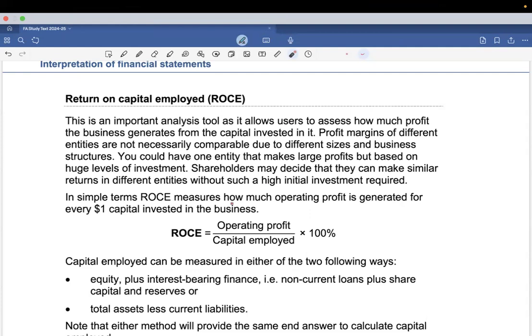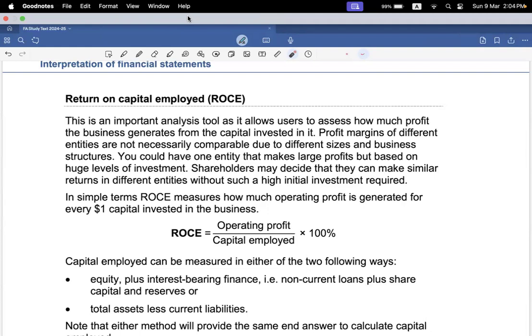So what is ROCE? Tell me what is capital of a business. How does a business get its funds from? The business has two sources, right? One is equity and the other is debt. So capital employed is basically equity plus debt. And operating profit simply is PBIT.